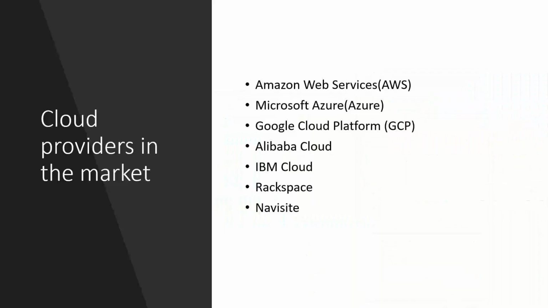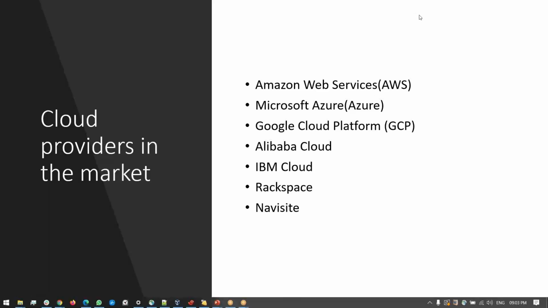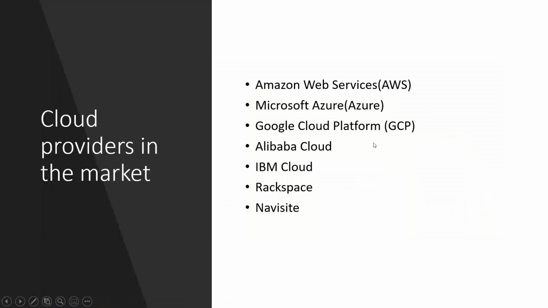These are the cloud providers available in the market. Amazon Web Services is the leader, and next comes Azure. Then GCP, we have Alibaba, IBM Cloud, Rackspace, Navisite. There are so many vendors available in the market. You can choose one according to whichever you like.